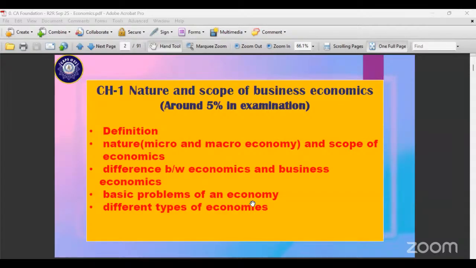Okay. So chapter 1 is about nature and scope of business economics. Basically, it dealt with the definition of business economics, nature, micro and macro, scope, difference between economics and business economics, what business economics is all about, basic problems of an economy, and different types of economies. Right? Is there any doubt? Okay. And so around 5% of the questions will come from this chapter.